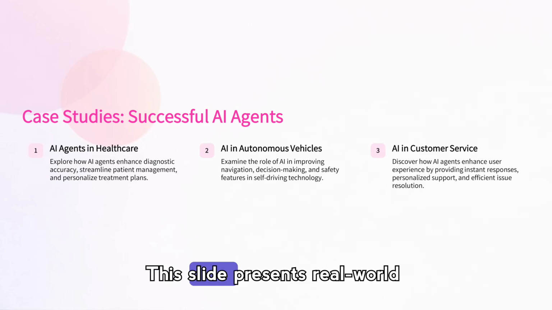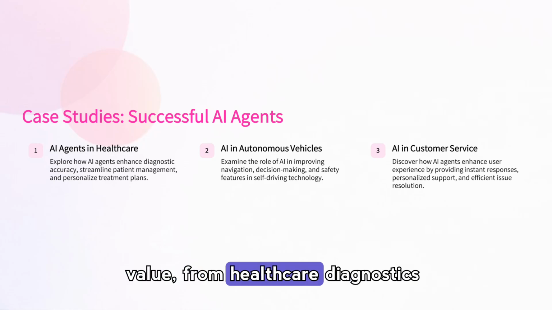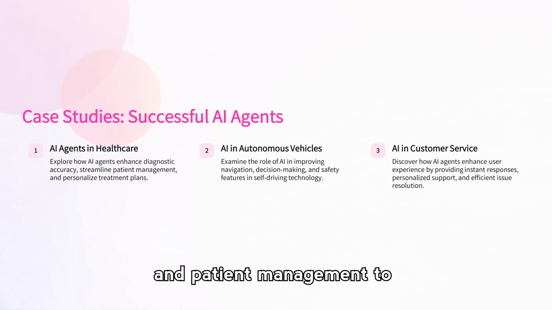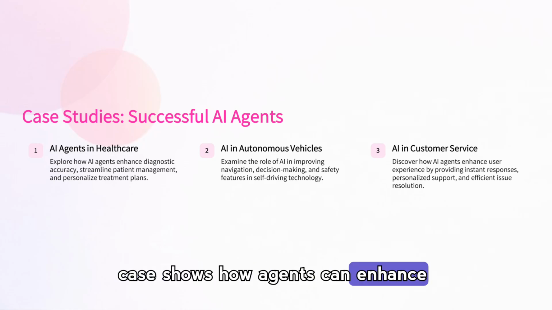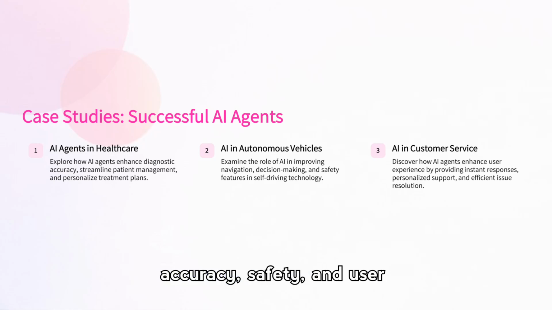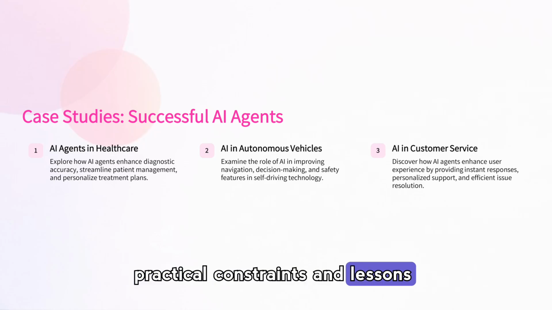This slide presents real-world examples where AI agents deliver value, from healthcare diagnostics and patient management to autonomous vehicle navigation and customer service automation. Each case shows how agents can enhance accuracy, safety, and user satisfaction, while highlighting practical constraints and lessons learned from deployment.